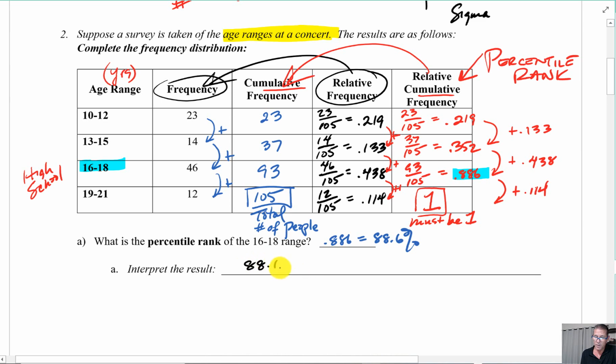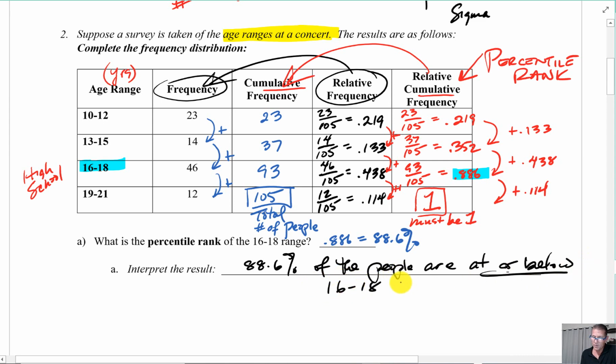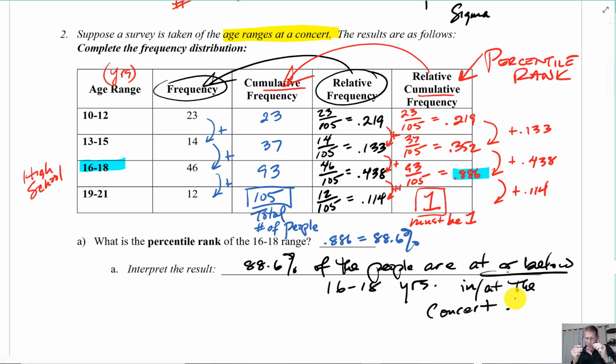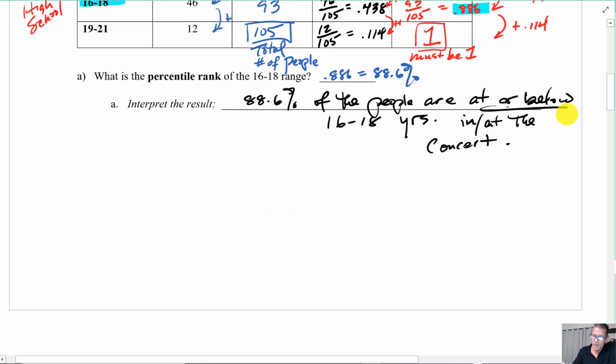So 88.6% of the people, okay, are at or below, or you can say less than or equal to here. So at or below 16 to 18 years old in the concert, or at the concert. Okay, and that's what it means. That's all there is to it. Okay, moving on. So here we go.